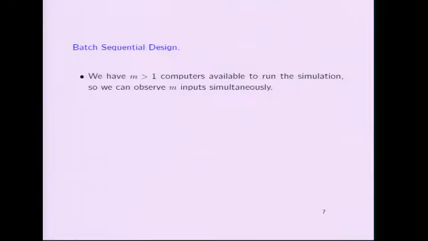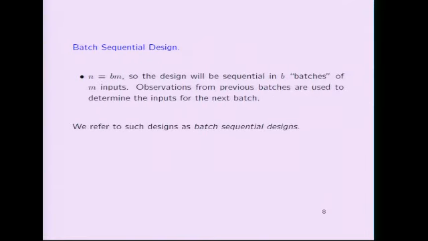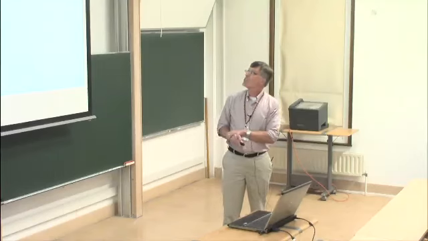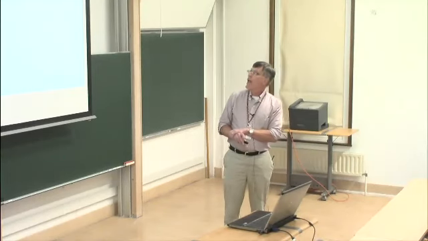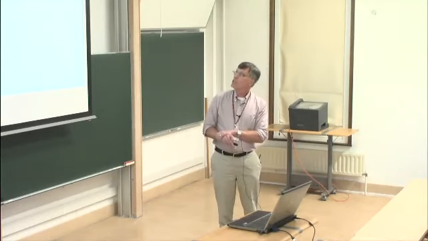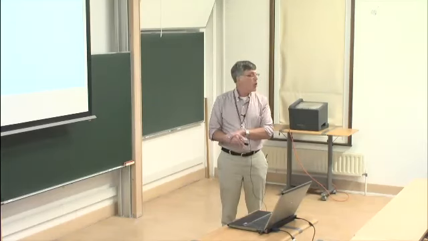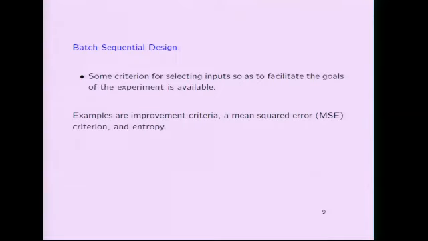I'm assuming we have m greater than 1 computers available to run the simulation, so we can observe m inputs simultaneously. So it doesn't have to be one at a time sequential, it can be m at a time sequential designs. And I'm assuming the number of observations we're going to take is an integer multiple of m, so what we do is we run the experiment in b batches of m inputs. And observations from the previous batches are used to determine the inputs for the next batch, and I'll call that batch sequential designs. That's really not my term, but that's what we'll refer to it here.